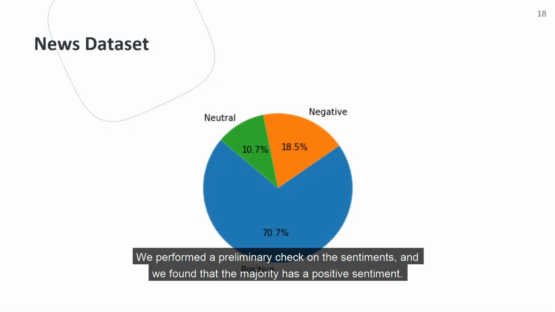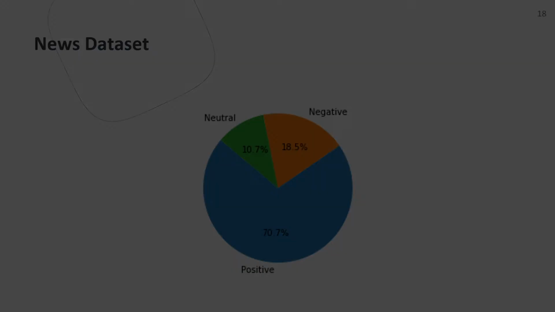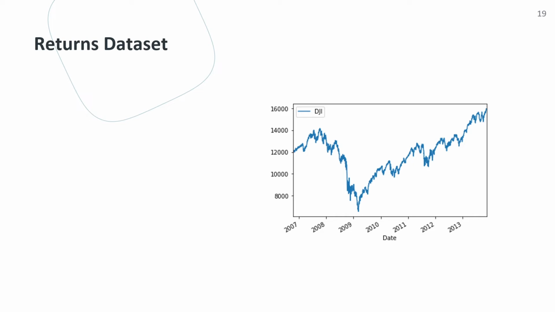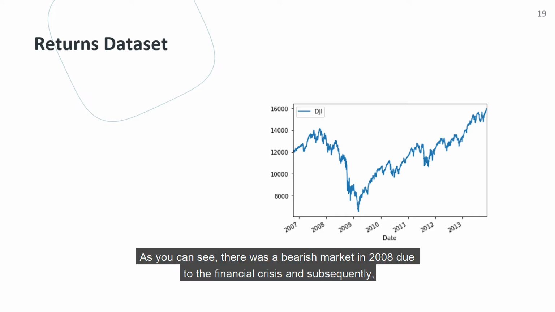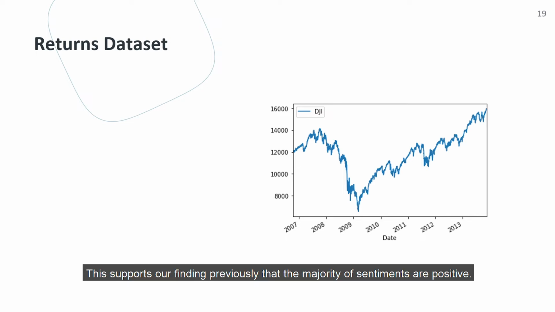We performed a preliminary checks on the sentiments, and we found that the majority has a positive sentiment. This is expected as for this period, the majority of the time is a bullish market. The second dataset is for adjusted returns, which was calculated from the adjusted daily closing price of Dow Jones Index. As you can see, there was a bearish market in 2008 due to the financial crisis and subsequently a bullish market. This supports our finding previously that the majority of sentiments are positive.